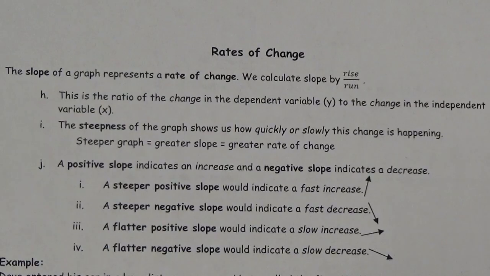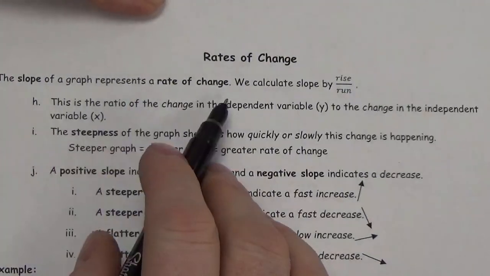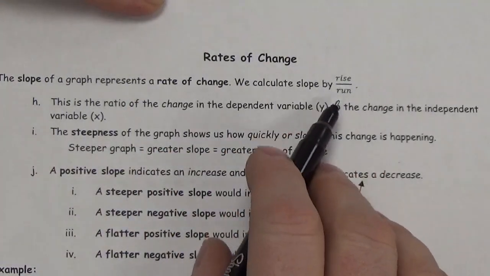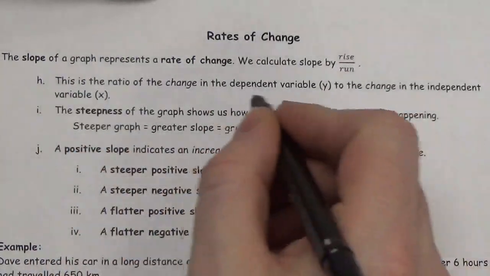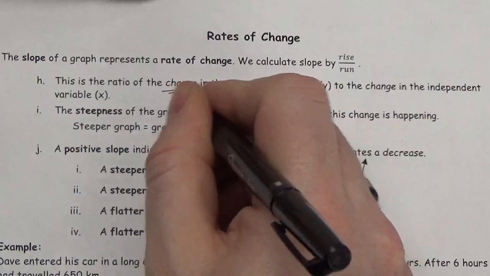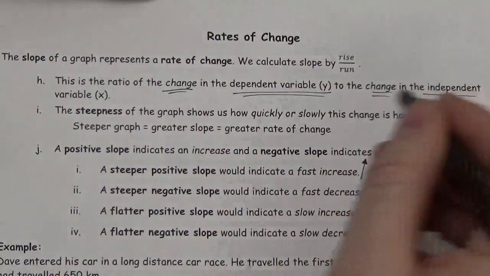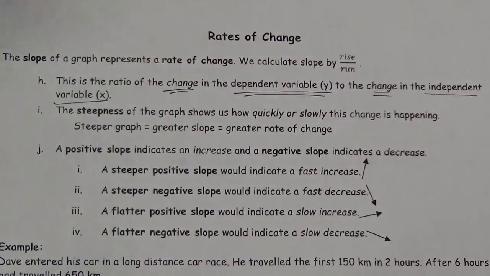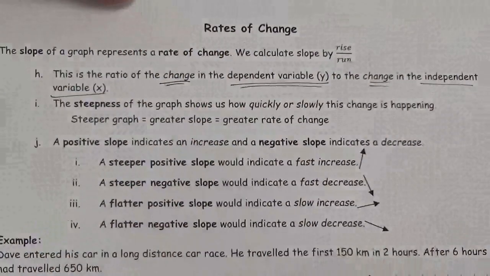So now let's take a little bit more of a look at rates of change here. So the slope of the graph represents the rate of change, and we calculate it by doing the rise over the run. Okay, so this is the ratio of the change in the dependent variable, okay, the rate of change in the dependent variable y compared to the change in the independent variable x. And I like the fact that we're using that vocabulary there, right? Dependent variable on the y, independent variable on the x here.